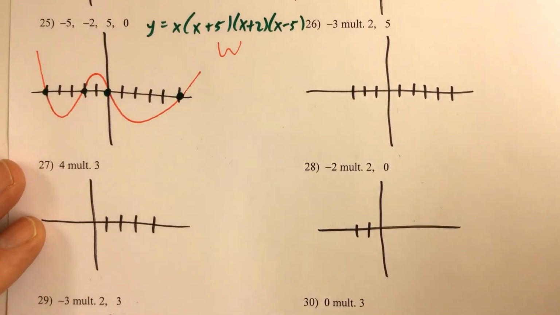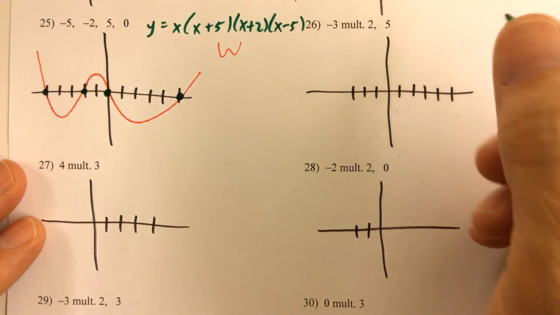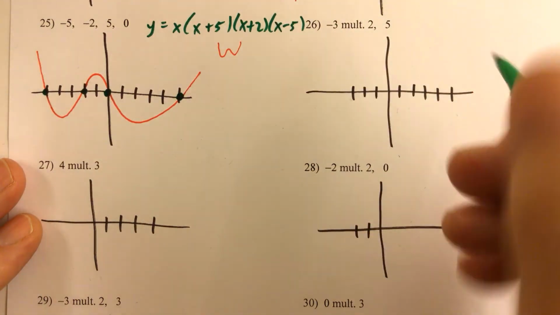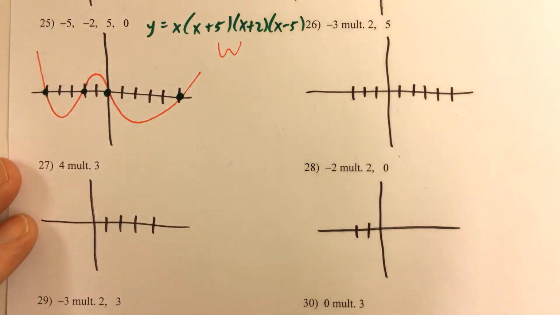Okay, let's see how we do numbers 26 through 30 here. Kind of lost my train of thought there. Sorry. Actually, I'm at 4 minutes now. I'll do the other 5 on a second video.